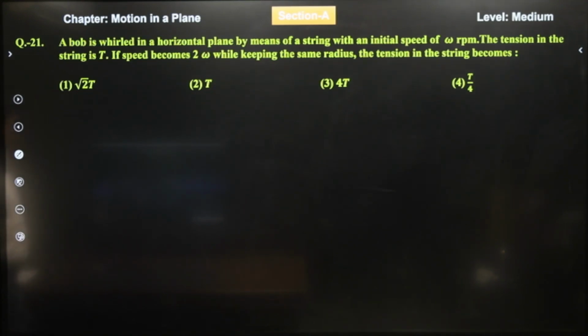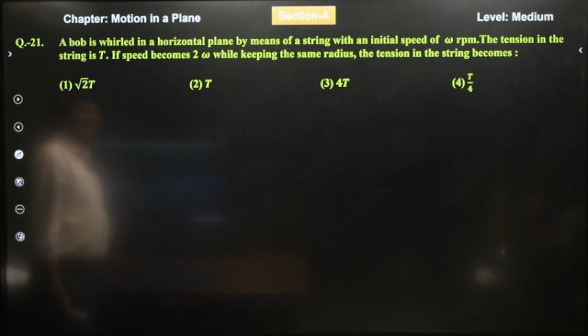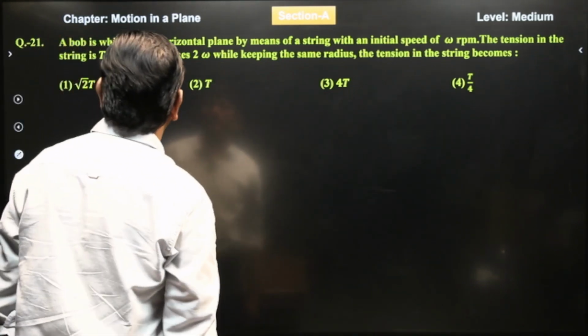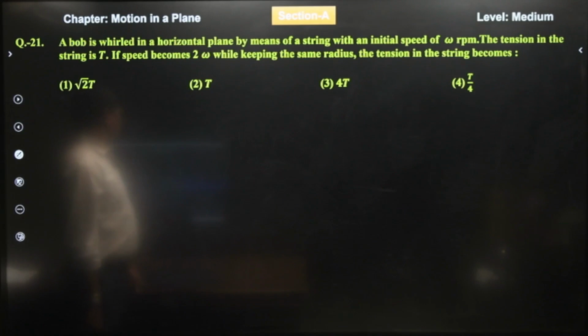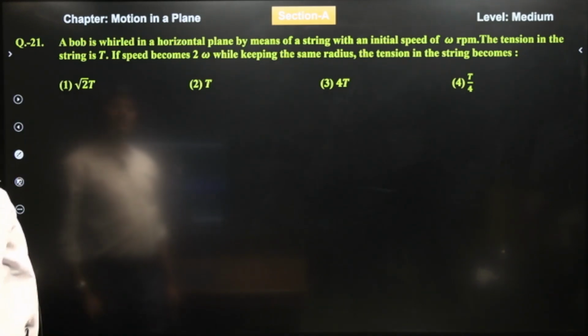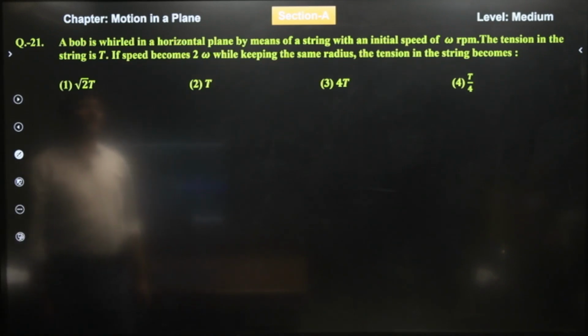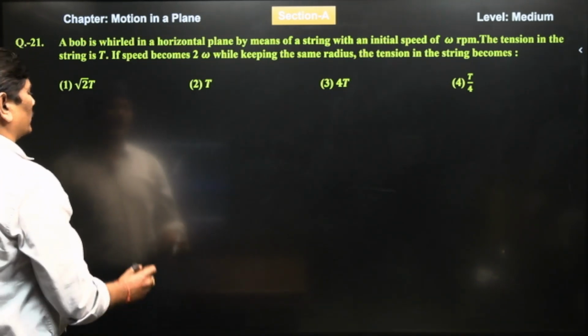So, come to the next question. Motion in a plane. Already we have seen one question in circular motion, and this is another question on circular motion. A bob is whirled in a horizontal plane by means of a string with an initial speed omega rpm. The tension in the string is capital T. If the speed becomes 2 omega, while keeping the same radius, the tension in the string becomes.